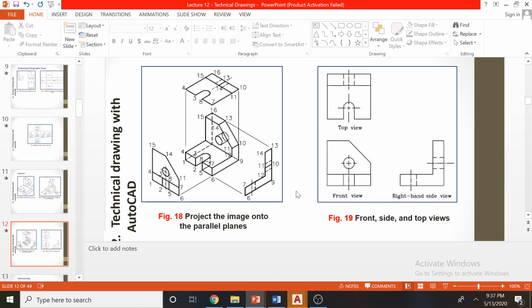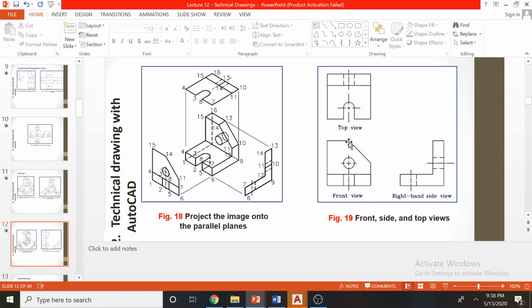And from the right view, you cannot see this hole. It's a hidden line, and this slot shape also cannot be seen. So the boundary can only be seen as a hidden line. If you look from the plan view, you can clearly see this cut, but this hole cannot be seen. So you have hidden lines in this drawing.